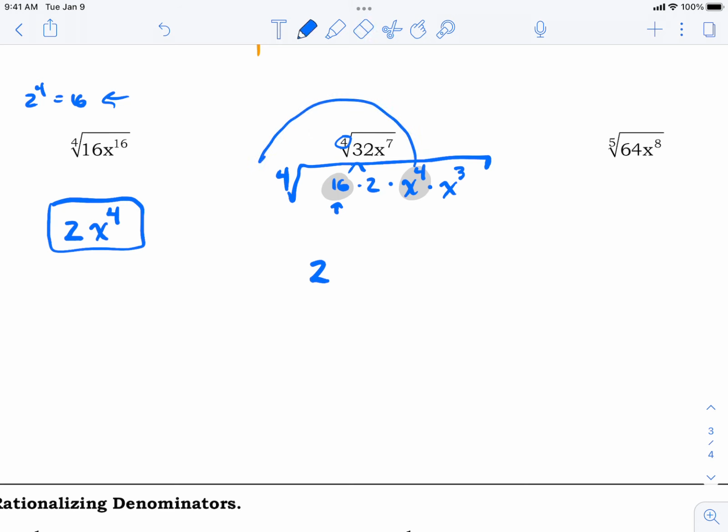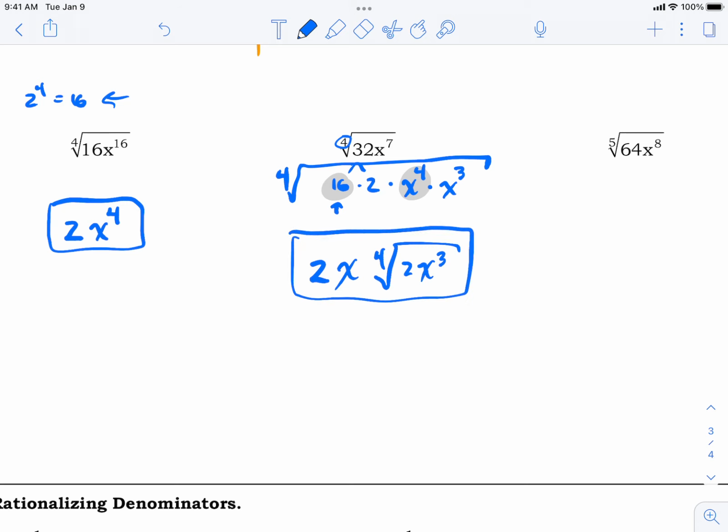The 4th root of x to the 4th is just x, right? x times x times x times x is x to the 4th. Or you can say 4 divided by 4 is 1. That comes out. Okay. This other stuff can't come out. It's stuck in there forever, stuck inside my 4th root radical. I got a 2, I got an x cubed that are all stuck in there. So put them in there. And there you go.